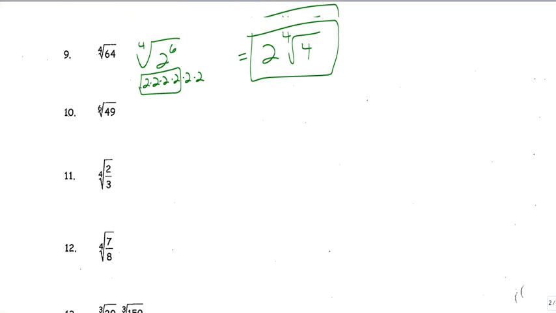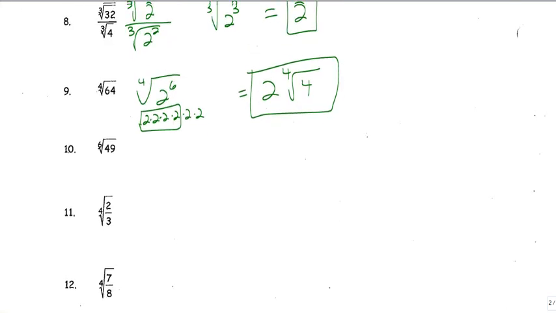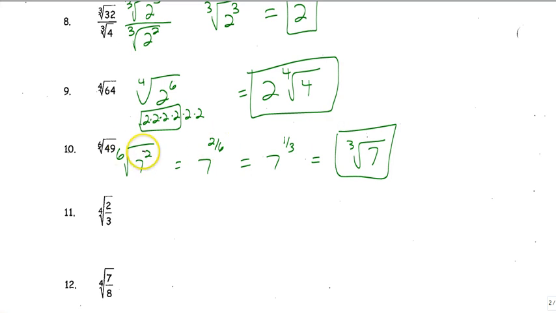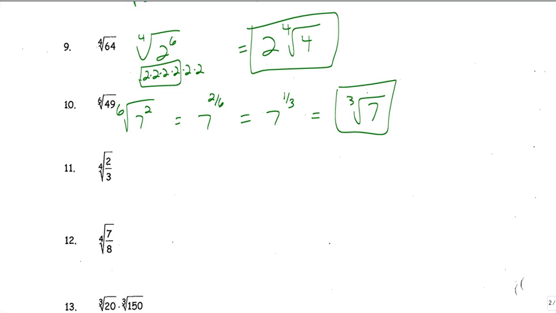Let's keep going. 49 is 7 times 7, or 7 squared. And then this is the 6th root of it. Now here's another thing that I want to talk about. Even though nothing pulls out, you can simplify this. Because this is the same thing as saying 7 to the 2/6. Well, that's the same thing as saying 7 to the 1/3, or the third root of 7. So you can simplify them if the numbers simplify as a fraction. Okay, that's all we're looking for there.